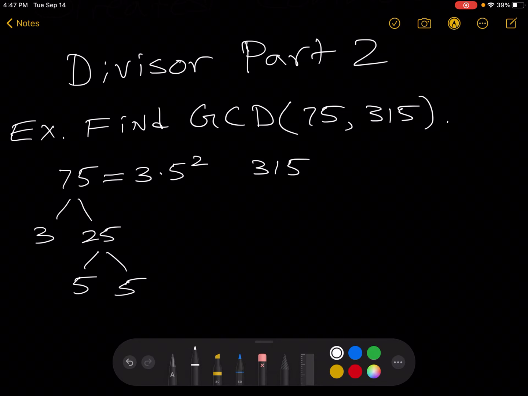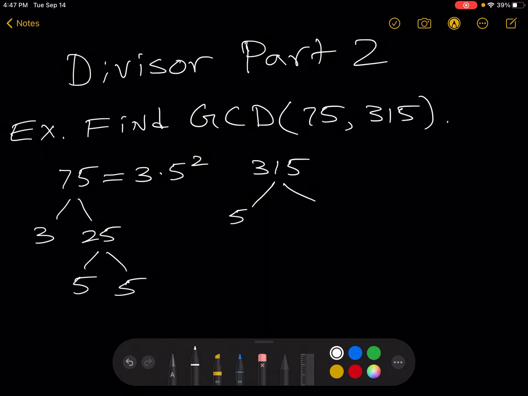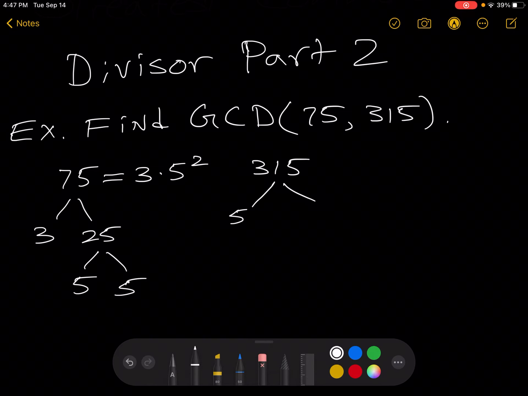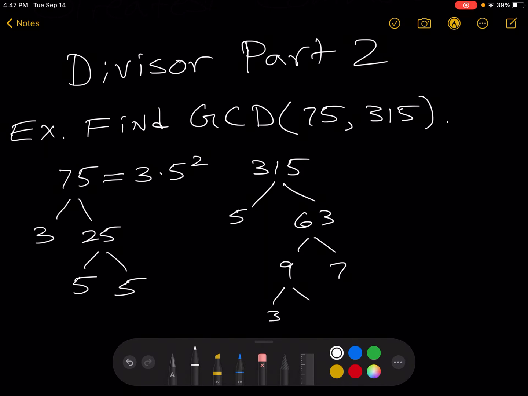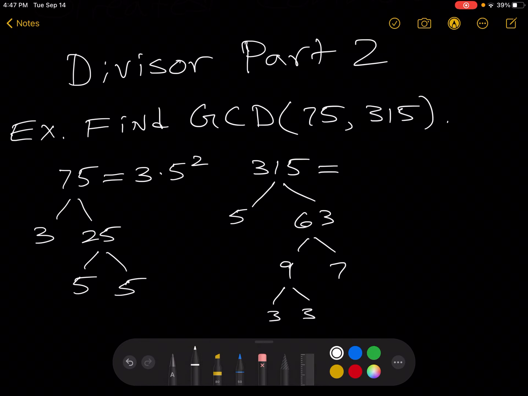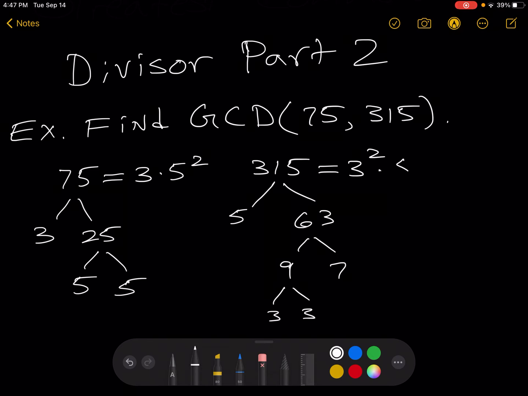315 ends in a 5. So that means that 315 is divisible by 5. And 5 goes into 315 63 times. 63, as we know, is 9 times 7. 9 is 3 times 3. So this means we can write 315 as 3 squared times 5 times 7.